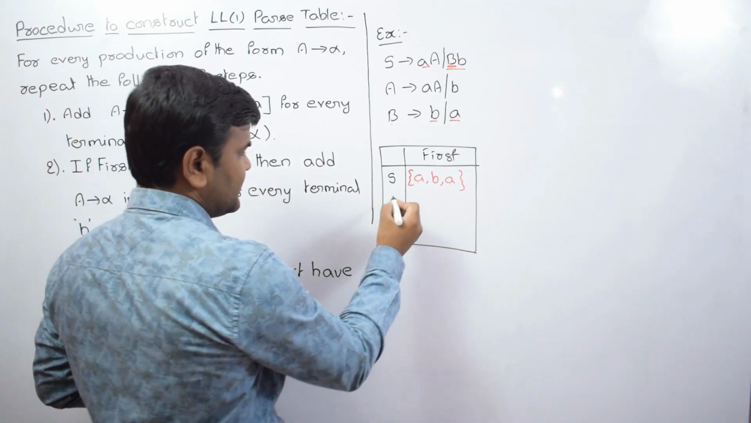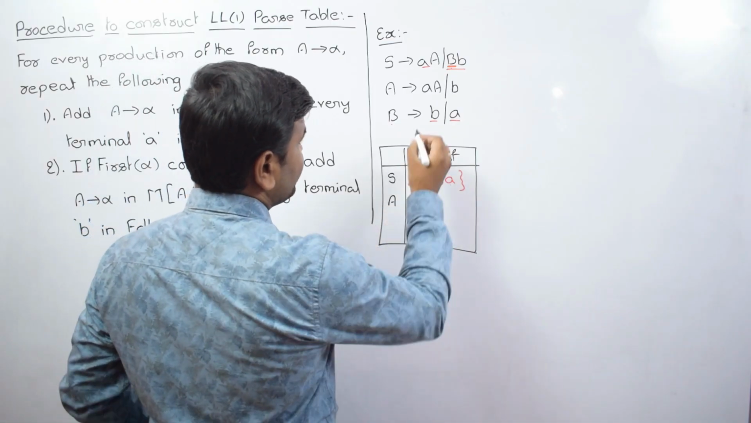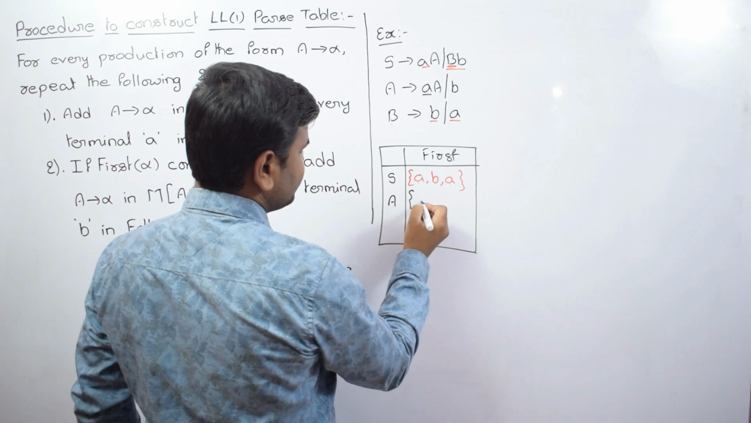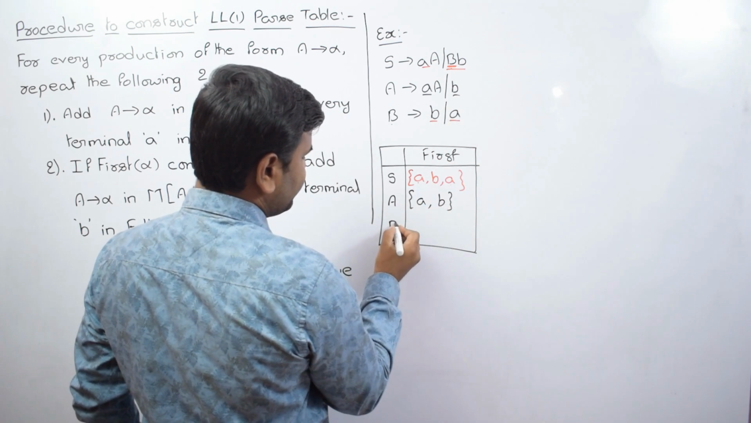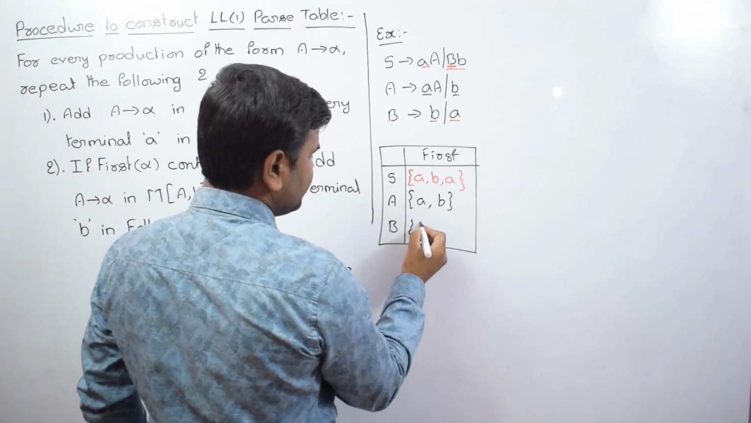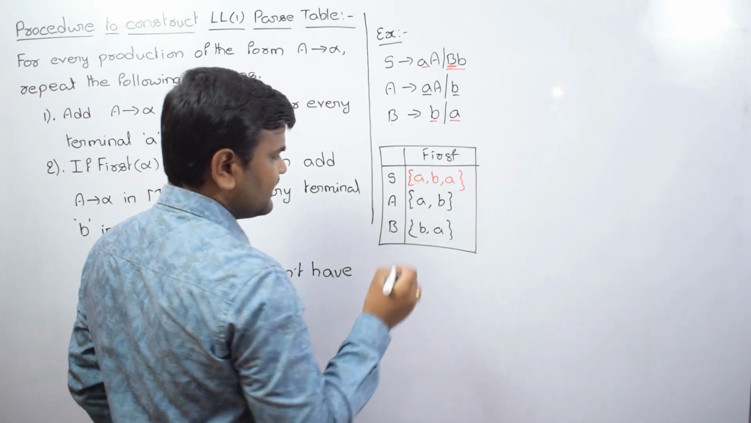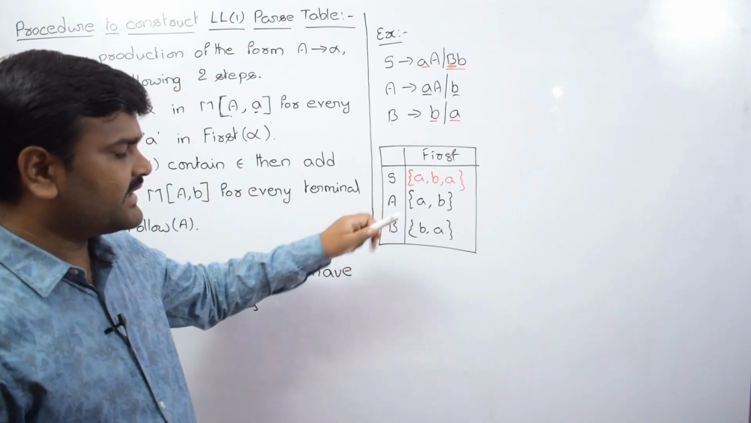Now next, what about A? So FIRST of A is what? A is either small a or B. Then FIRST of B is what? B and A. So this is FIRST of every non-terminal.